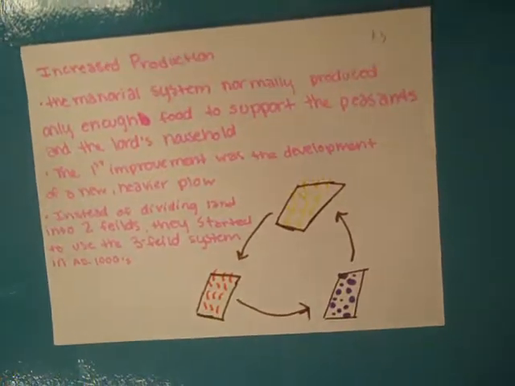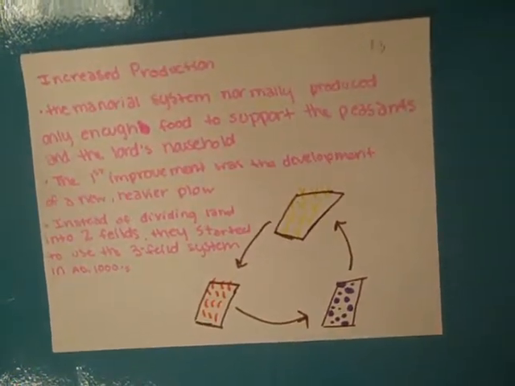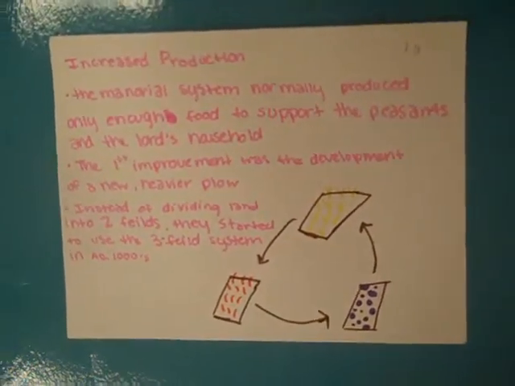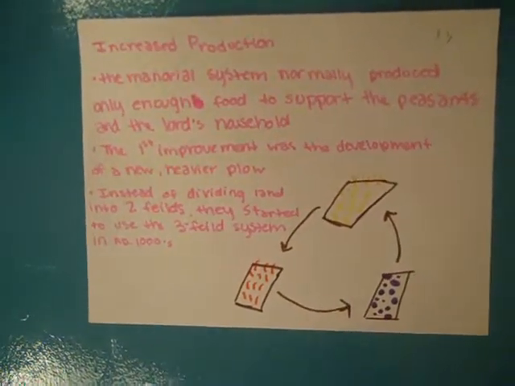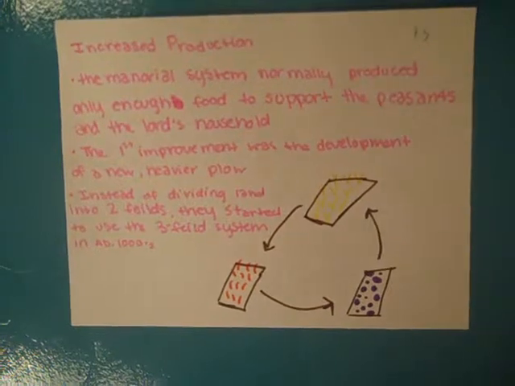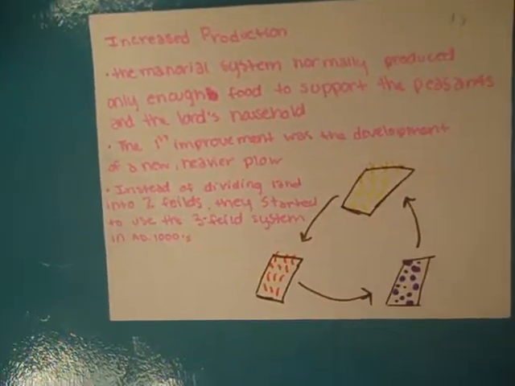Increased production. The manorial system normally produced only enough food to support the peasants and the lord's household. The first improvement was the development of a new, heavier plow. Instead of dividing the land into 2 fields, they started using the 3-field system. This is the 3-field system in the picture.